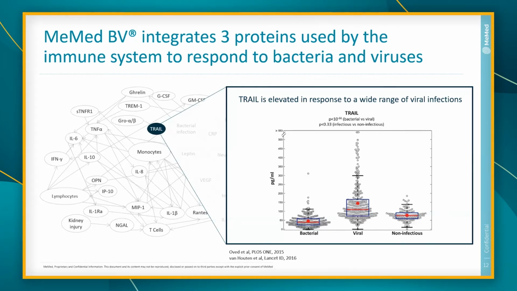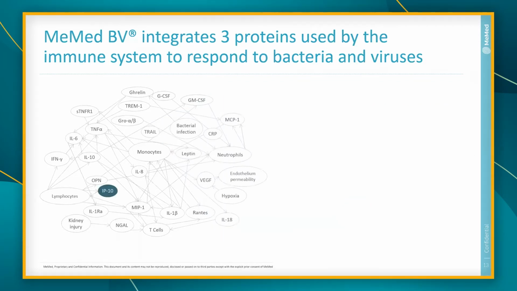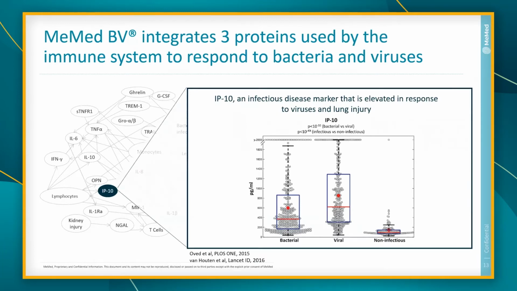Second, a protein called IP10, which is an interferon gamma-induced protein, an infectious disease marker that is elevated in response to viruses particularly, and to lung injury. It has been receiving quite a lot of traction recently because of its pathophysiological importance in the response to COVID-19.